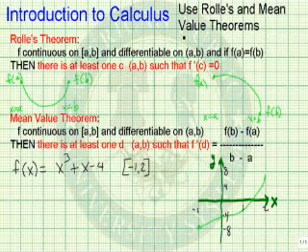I want to look at Rolle's theorem and the mean value theorem. Rolle's theorem tells us that if f is continuous on a closed interval AB and differentiable in the open interval AB, and if the y values at the two endpoints are the same, then there's at least one c inside the interval AB such that f prime of c equals 0.